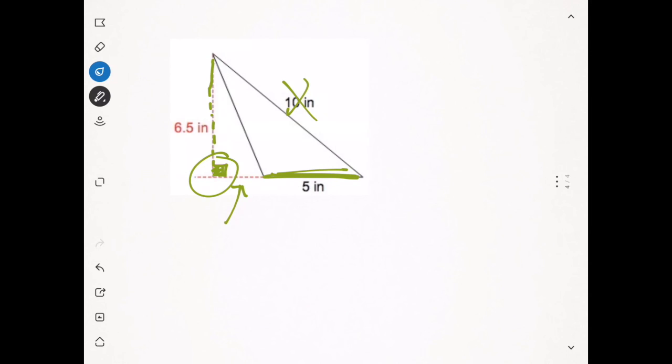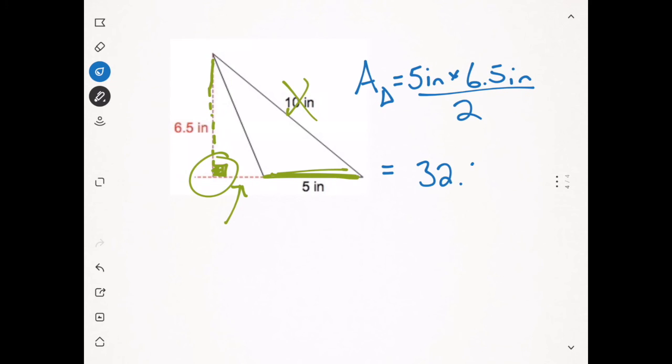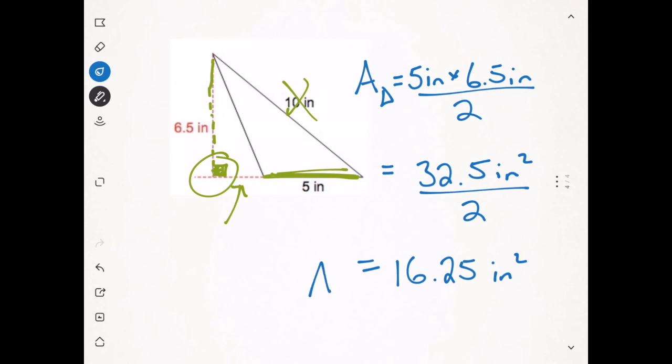Okay, so to find the area of this triangle, it's the base, 5 inches, times the height, 6.5 inches, divided by 2. 5 inches times 6.5 inches gives us 32.5 square inches, divided by 2, and 32.5 divided by 2, that would be 16.25 square inches. That's the area of this triangle.